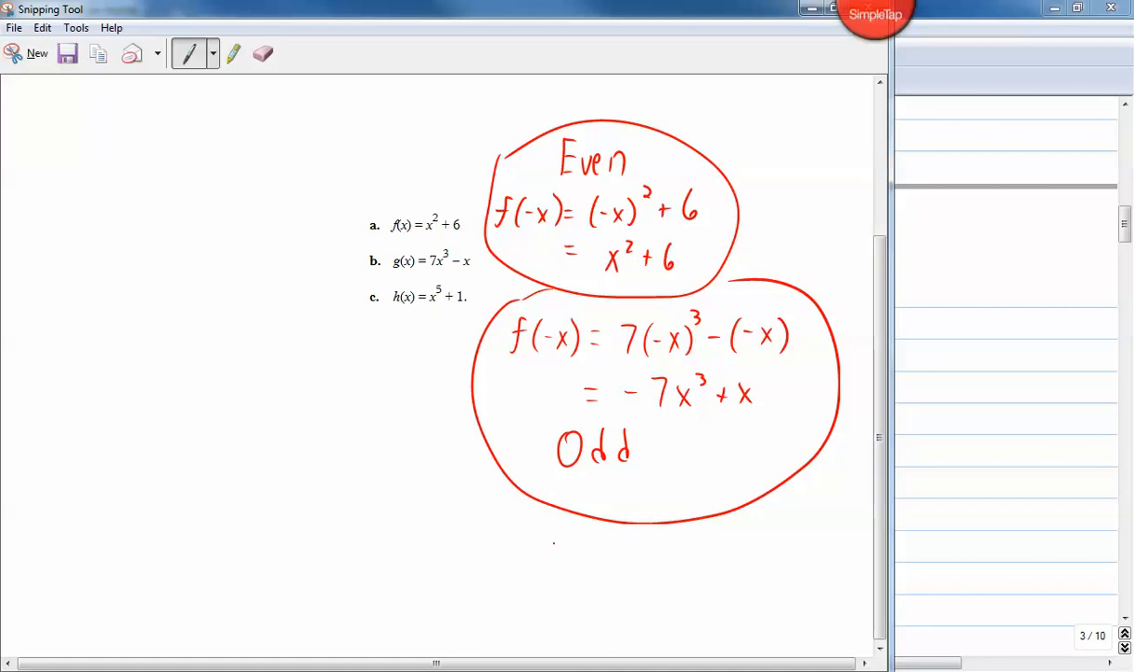Alright, and the last one here, I know that that was a G and I used an F, but it means the same thing. That's because this last one is an H. So H of negative x, that would be negative x to the 5th plus 1. Okay, so compare this to what we started with. The first term is the opposite. The second term is the same. It's a mixture of the two. So this is neither. It's neither even nor odd.